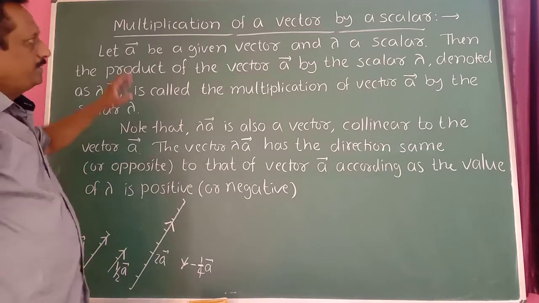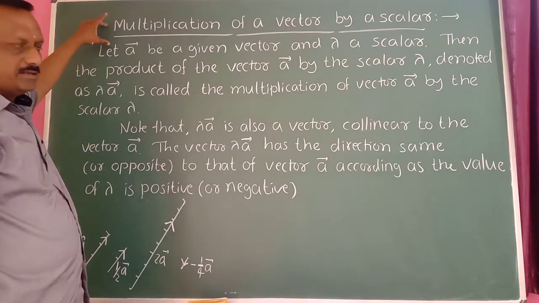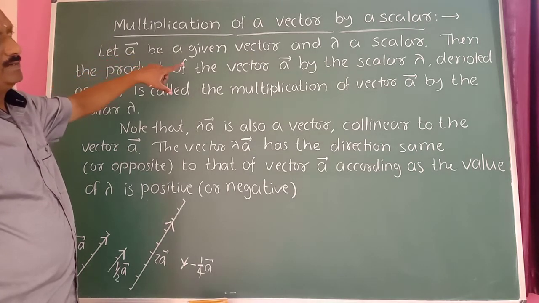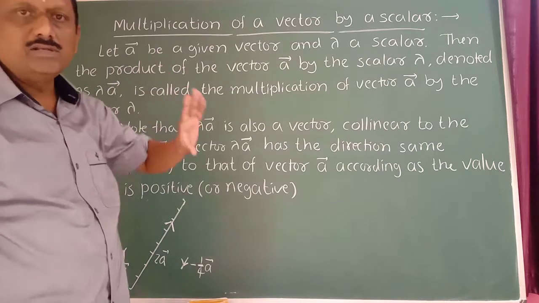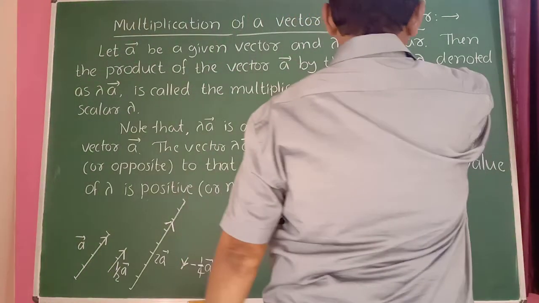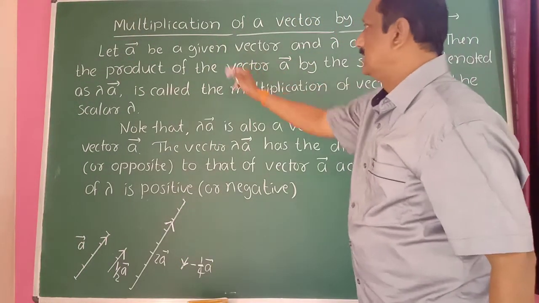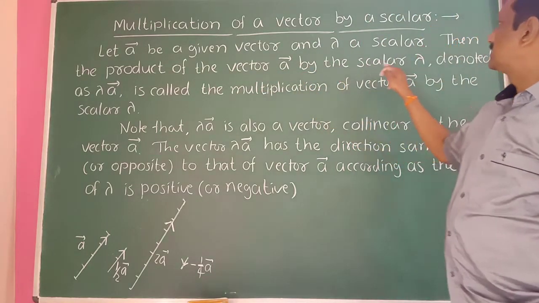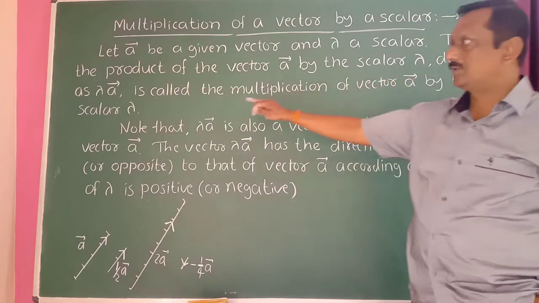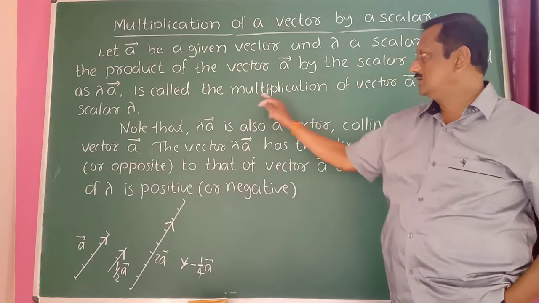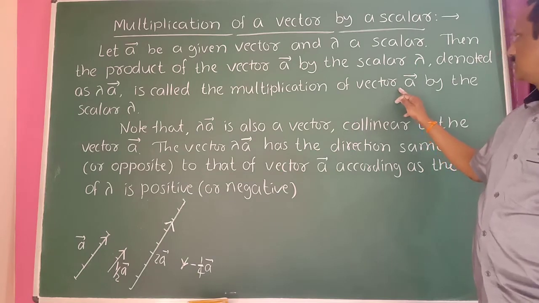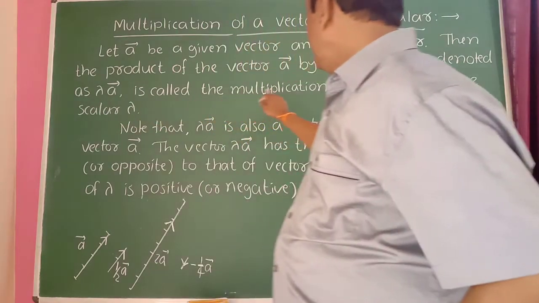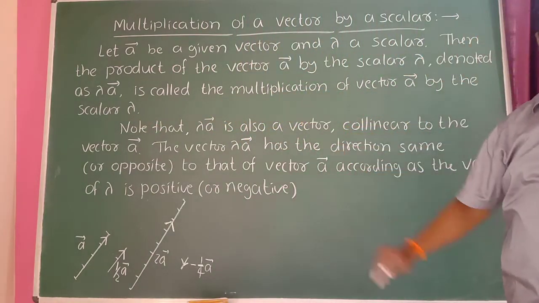So here, multiplication of a vector by a scalar. Let A bar be a given vector and lambda a scalar quantity. Scalar means it has only magnitude here, no direction. It is a scalar quantity and A bar is a vector here. Then the product of the vector A bar by the scalar lambda, denoted by lambda A bar, is called the multiplication of the vector A bar by the scalar lambda here.